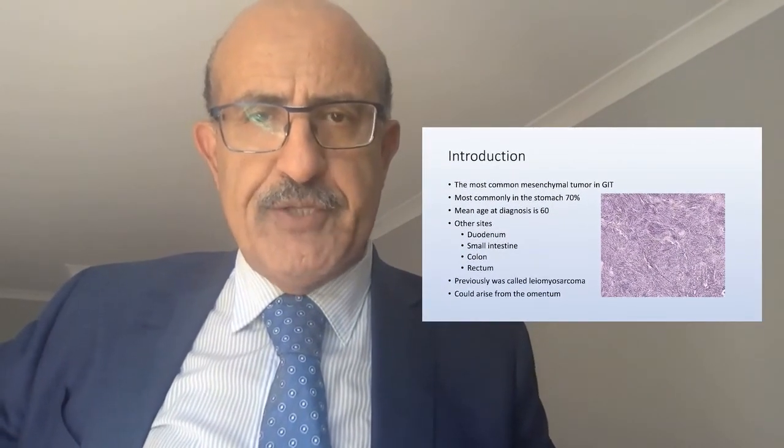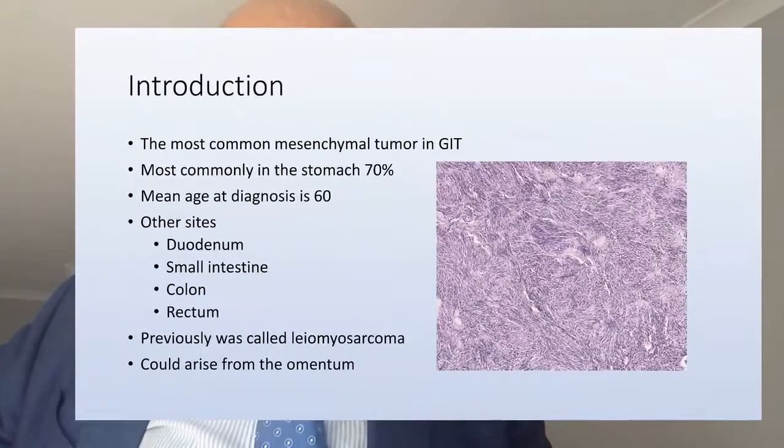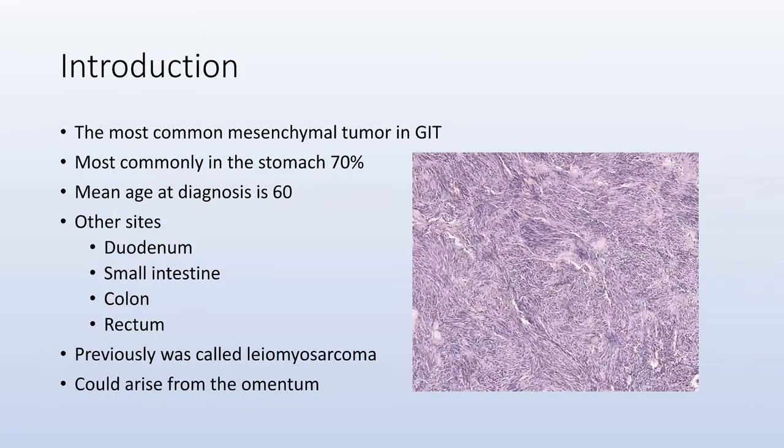Now, these tumors in the past used to be called leiomyosarcoma or gastrointestinal tract sarcoma. And the reason behind that is their histologic pattern, a spindle cell lesion that has some symmetrical sheets of cells and connective tissue in between. It is the most common mesenchymal tumor in the gastrointestinal tract.